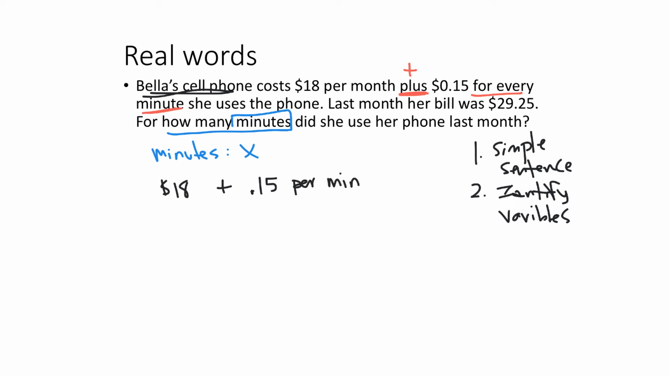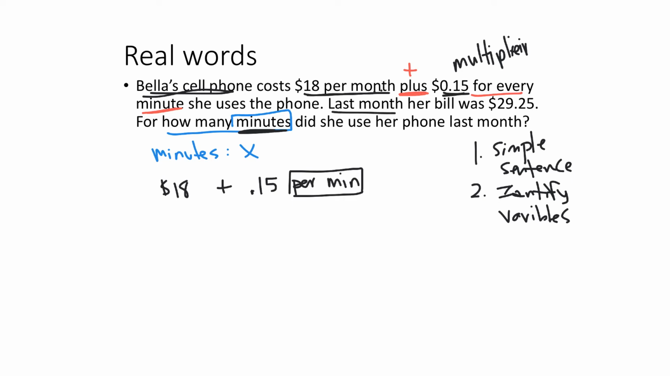The idea is that these things are adding together. Notice that this $18 per month, we don't care about the months changing, we only care about the minutes changing. So don't think that months is going to be a variable. The variable that's going to be changing here is the minutes that we're using. The 15 cents, remember, is going to be our multiplier, and eventually our coefficient. Identifying constants and coefficients is going to be the big struggle here.